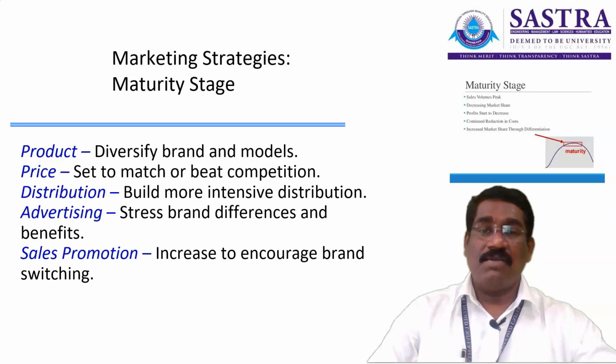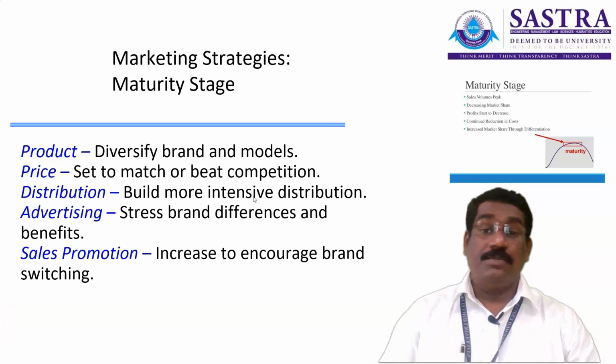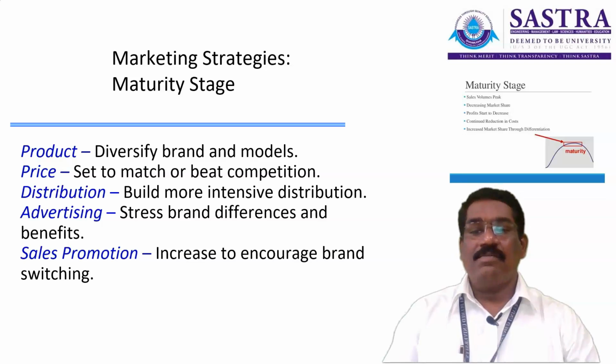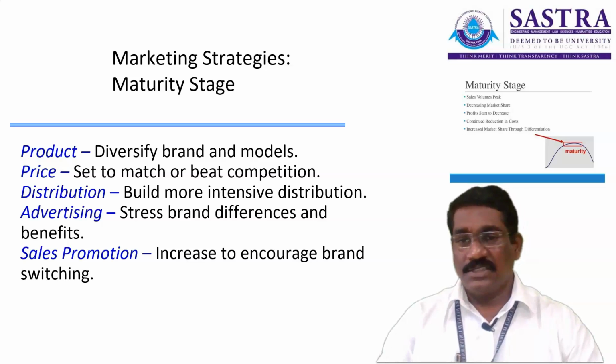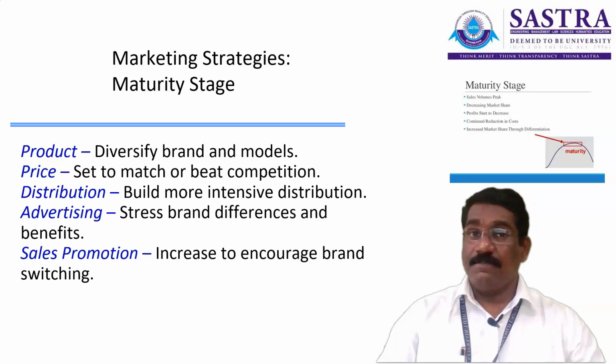And next, in case of distribution, we try to have more intensive distribution. Earlier we were selective in distribution during the introduction stage. Here in the maturity stage, we try to have intensive distribution so that we can reach out to the mass market. And in advertising, we stress brand differences and benefits so that we can differentiate the product or services from those of the competitors.